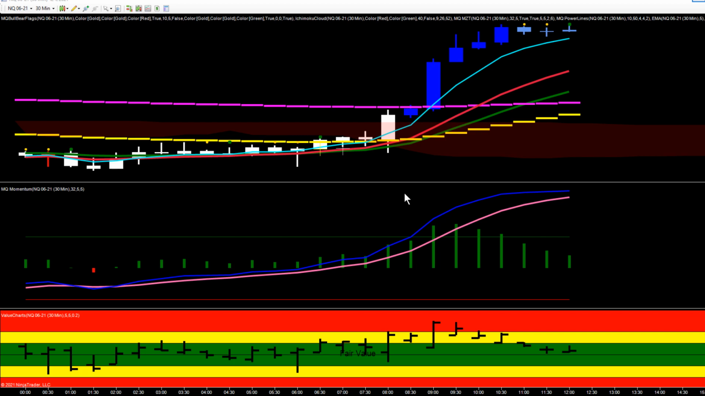Let's take a look at a way you could have traded the NQ today. This is our 30-minute chart on the NQ.